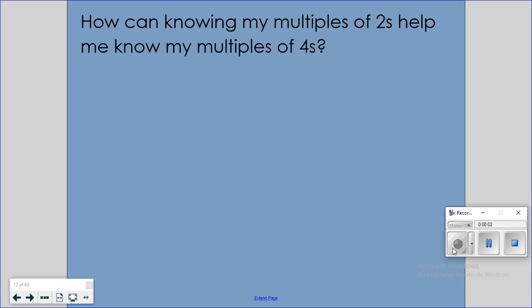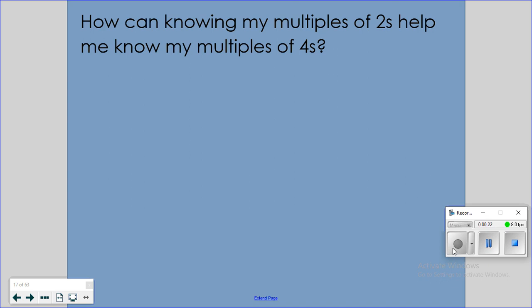Multiples of 2. Help me know my multiples of 4. What is that, multiples of 2? What does that mean? What am I talking about when I say multiples of 2? Michael? Like adding a number times 2. Okay, going to want to add on to that?